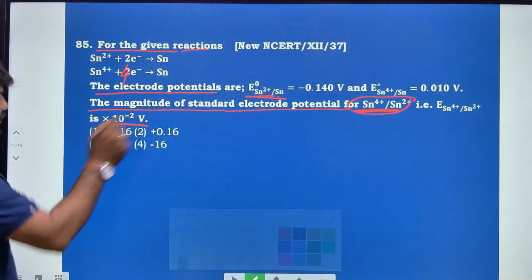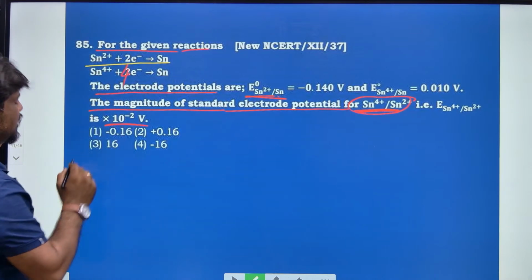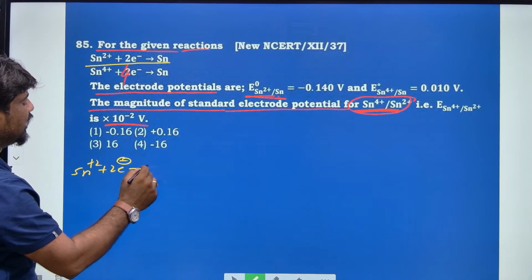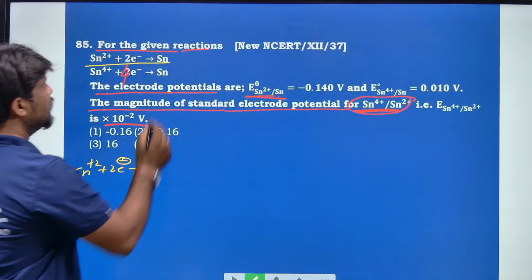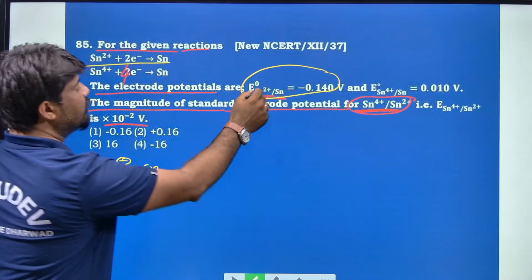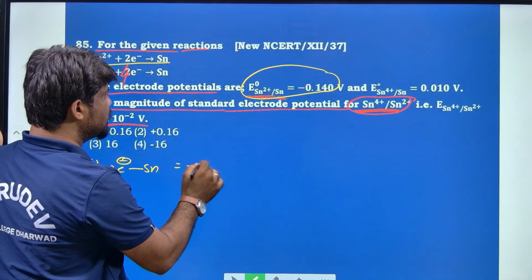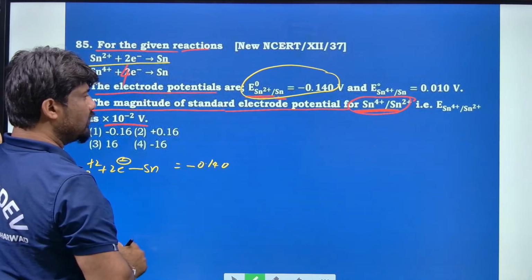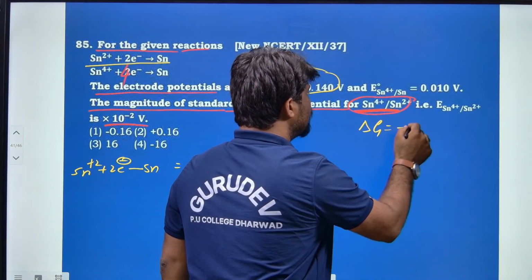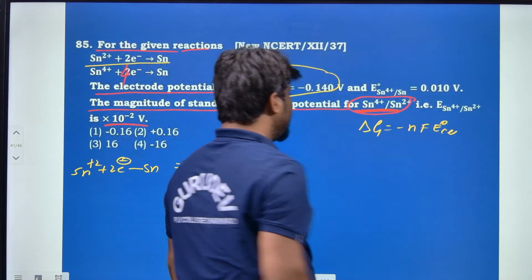Now I will apply some techniques and rules. Just follow here. First I will write this reaction: Sn2+ by taking 2 electrons forms Sn. The E naught value for this one, of course, they have given, that is minus 0.140. For that one I can write delta G is equal to minus nF E naught cell.